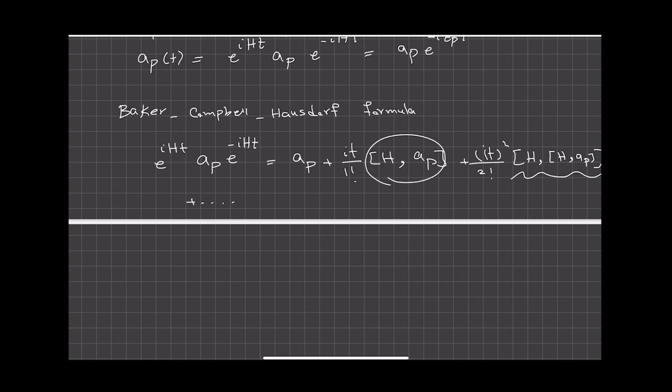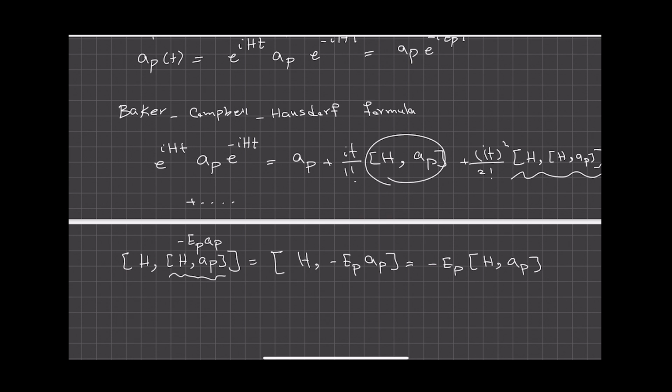We want to calculate the second term and also find out the pattern of how it evolves for the rest of the higher order terms. So the commutation between the Hamiltonian and a_p: we basically know this term is equal to minus E_p a_p. So we just have to calculate H on minus E_p a_p, and it would be minus E_p times [H, a_p], and it would be, again, E_p squared a_p. Now we understand this pattern is just bringing out this energy factor.